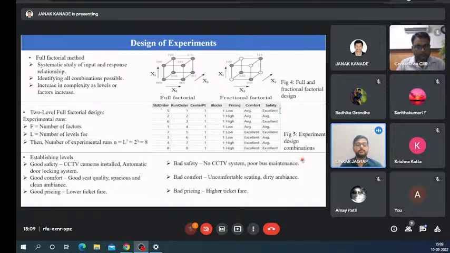But then how will people get to know what is good and what is bad, or what is good safety and what is bad safety? Again, different papers helped us, and we found that if good safety as a parameter is to be taken into consideration, then it has to have certain factors, for example, having CCTVs, an emergency exit, and an automatic door locking system.